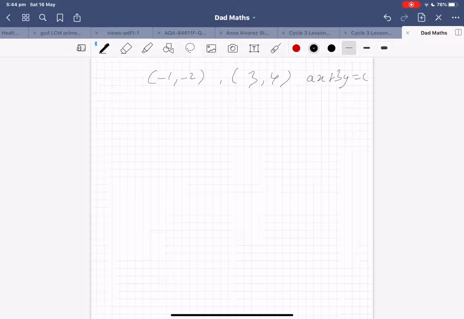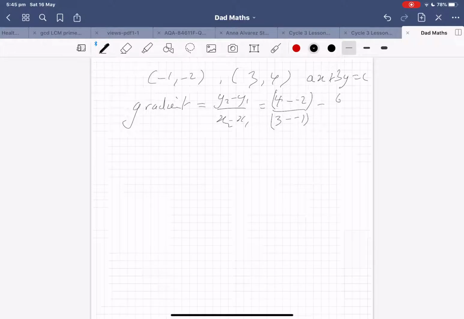So the first starting point is we need the gradient of this line. And remember, the gradient is the increase in the y coordinates divided by the increase in the x coordinates. It doesn't matter which point is which, but if I take the y coordinate of the second point minus the y coordinate of the first point over the x coordinate of the second point minus the x coordinate of the first point, I get 6/4, which is the same as 3/2. So the gradient is 3/2.